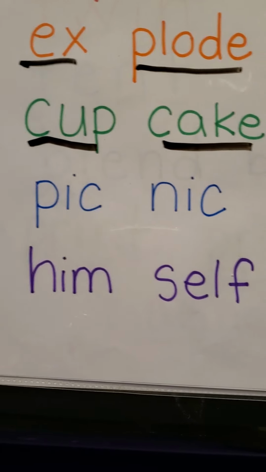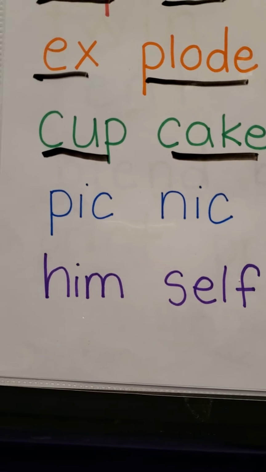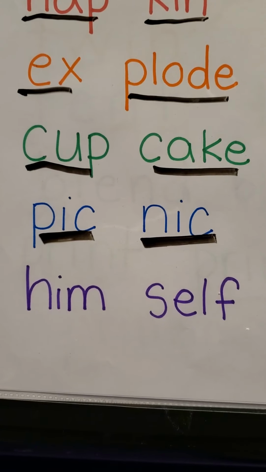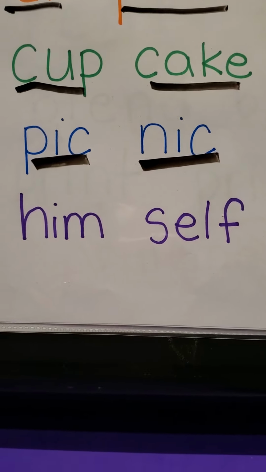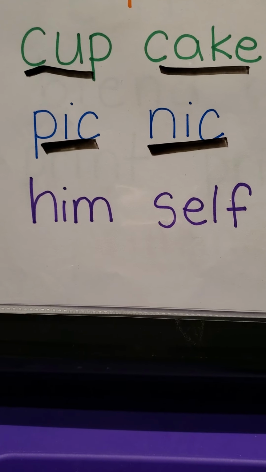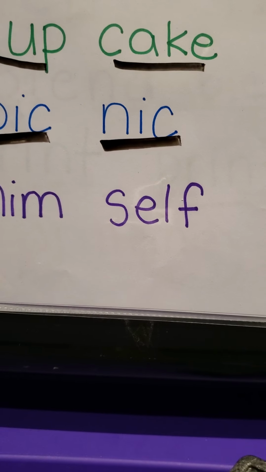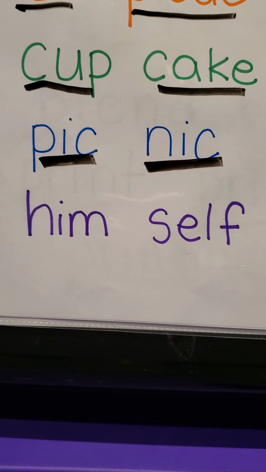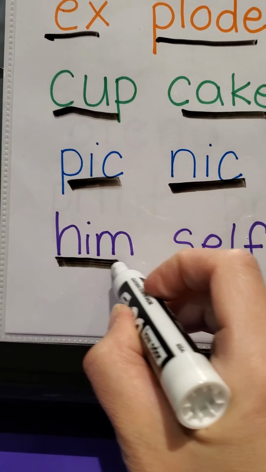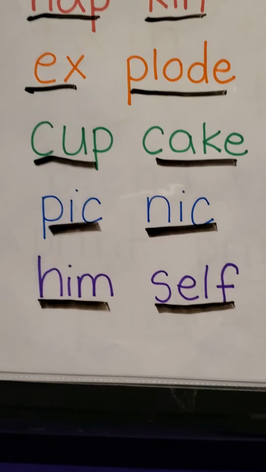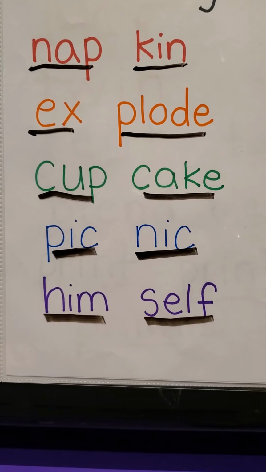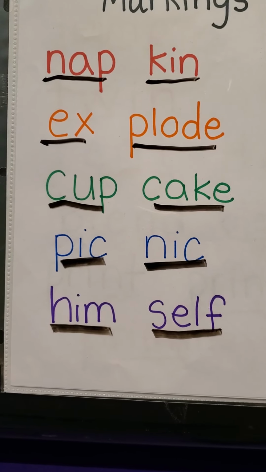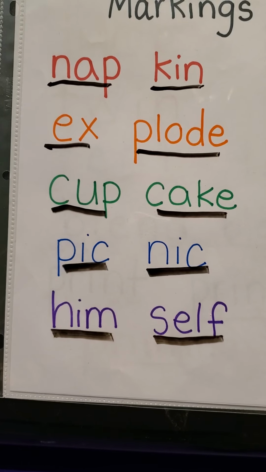Then we have picnic. Again, this one is just a two-syllable word. It's not a compound. Picnic. This one, what do you think? Is it just two syllables or compound? Him and self. Were you thinking compound? It is a compound. It's himself. If we were marking it, underline him, underline self. So again, if you're doing some work online and you see papers that have the scooping instead, that's okay. It's just showing the two parts of the two-syllable word.